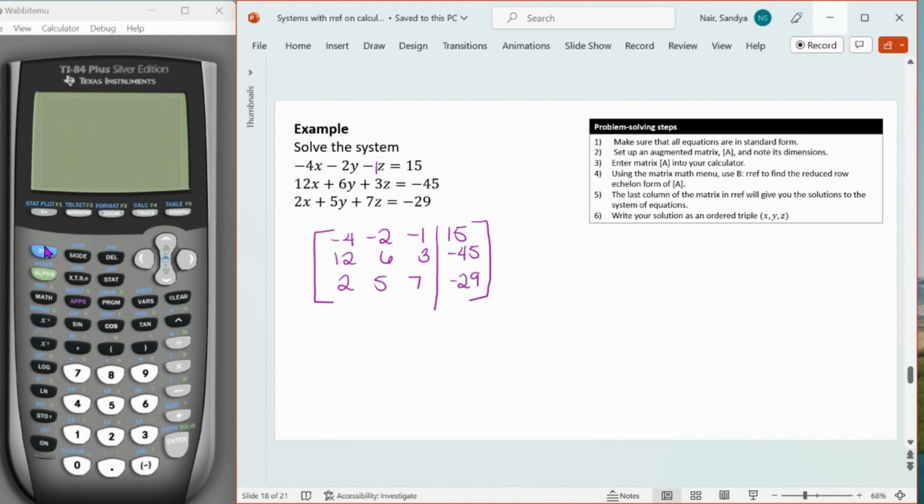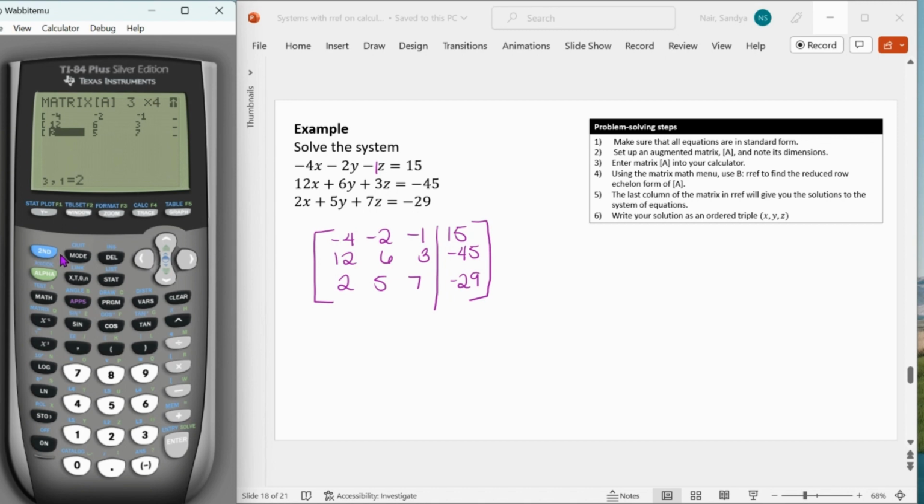Okay, so now I'm going to go to my calculator, second matrix, and then go to edit, and I'm going to enter these values. So I have a 3 by 4 matrix, and then I have -4, -2, -1, and 15. And then I have 12, 6, 3, -45, 2, 5, 7, and -29. Okay, so I'm going to scroll back and double check that everything looks right and it looks good.